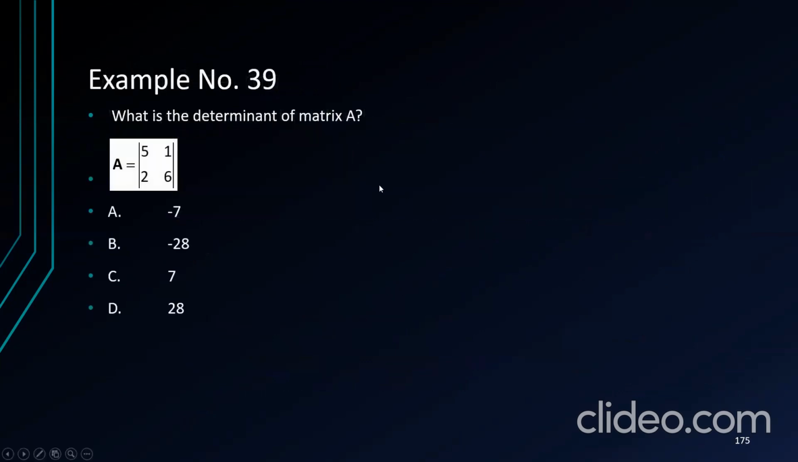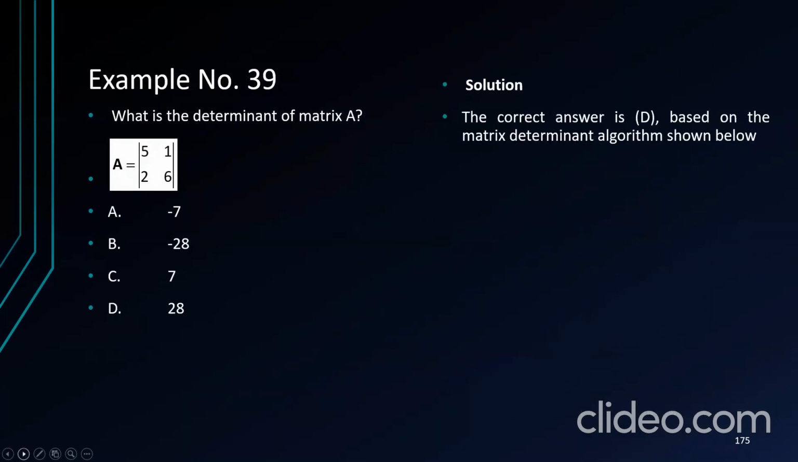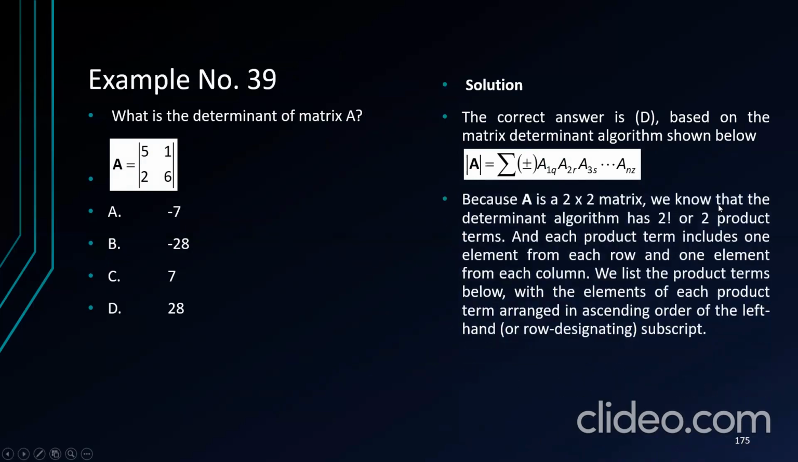Example number 39. What is the determinant of matrix A? A is 5, 1, 2, 6. So, solution, correct answer is D. Based on the matrix determinant algorithm below, A is the formula. Then, because A is a 2 by 2 matrix, we know that the determinant algorithm has 2 factorial, or 2 product terms. And each product term includes one element from each row and one element from each column. We list the product terms below with the elements of each product arranged in ascending order of the left hand or row designating subscript.